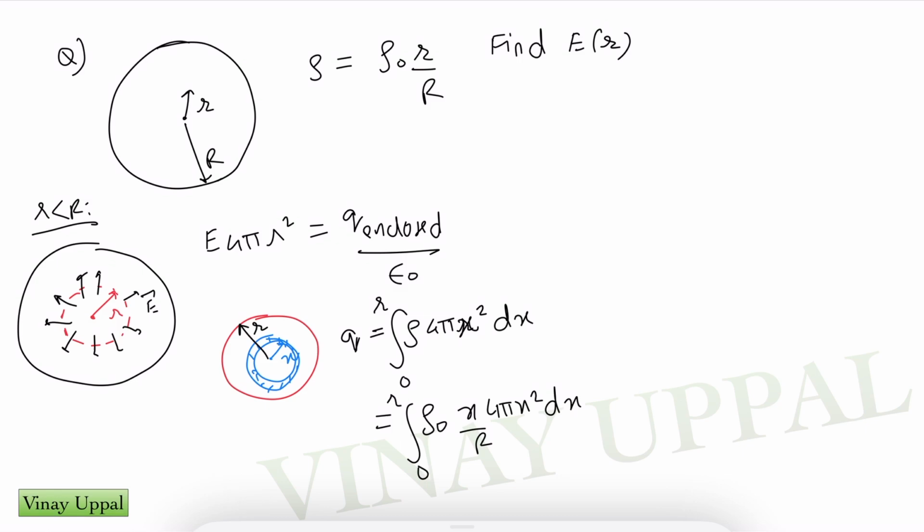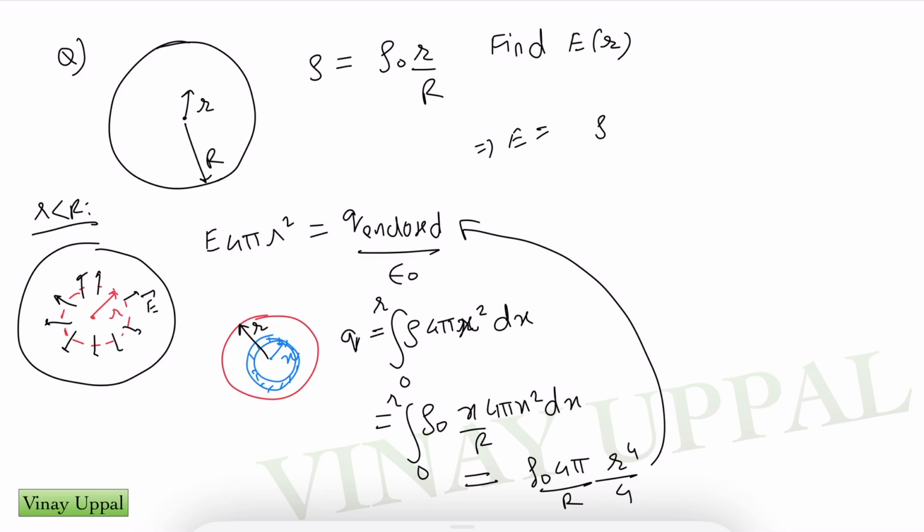So we'll get a charge as r power 4 by 4. And let's just substitute this charge enclosed here, and therefore I get my electric field as rho naught r squared by 4 epsilon naught. So this will be the electric field for r less than capital R.